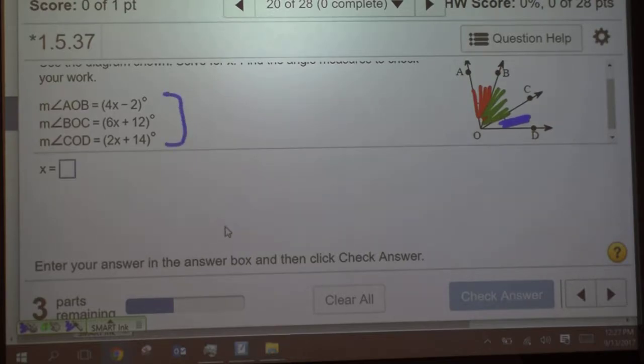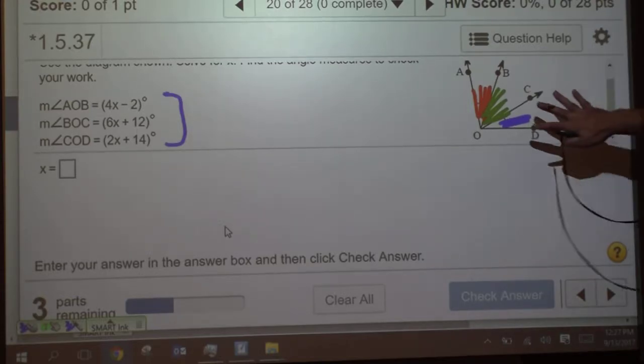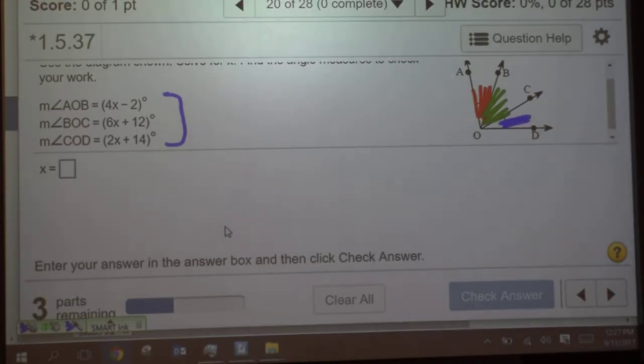So most people, without paying much attention to what's going on, because they're in that robotic mode of what they've already done 6 or 7 times, say, well, I'm going to take 4x minus 2 plus 6x plus 12 plus 2x plus 14, because those are these 3 angles here, and I'm going to set them equal to the whole thing, right? Okay.